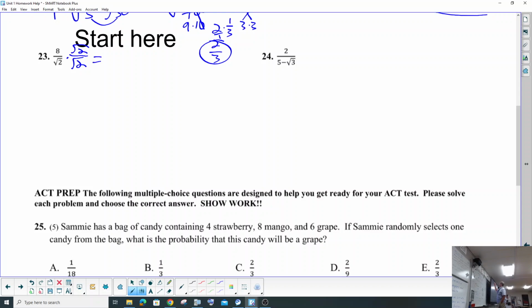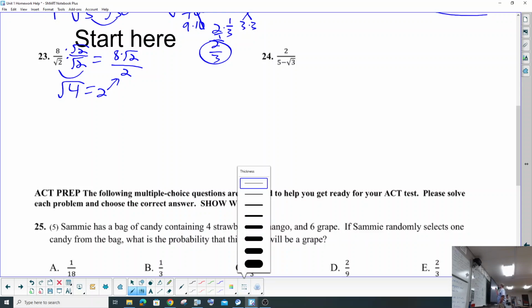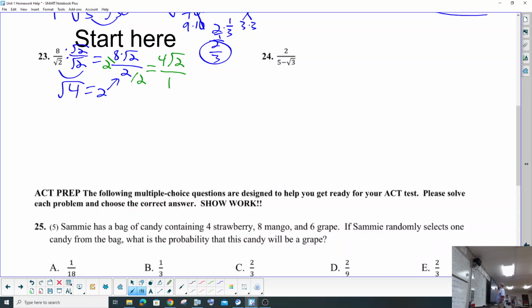And so you end up getting 8 times radical 2, which is just 8 radical 2. But in the bottom, look, we got rid of the radical. 2 times 2 is 4, and the square root of 4 is 2. So that goes there. And then we can reduce it more, because we can divide by 2, divide by 2. 8 divided by 2 is 4, and 2 divided by 2 is 1. So we just get 4 radical 2.